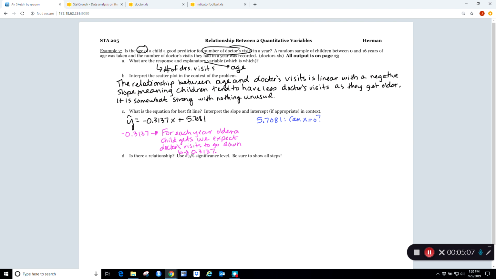Well, it says up here we even sampled people who were between 0 and 16 years old. So x can be 0, age can be 0, because you're technically 0 years old when you are born. So that's what that age equal to 0 means. So that's possible.